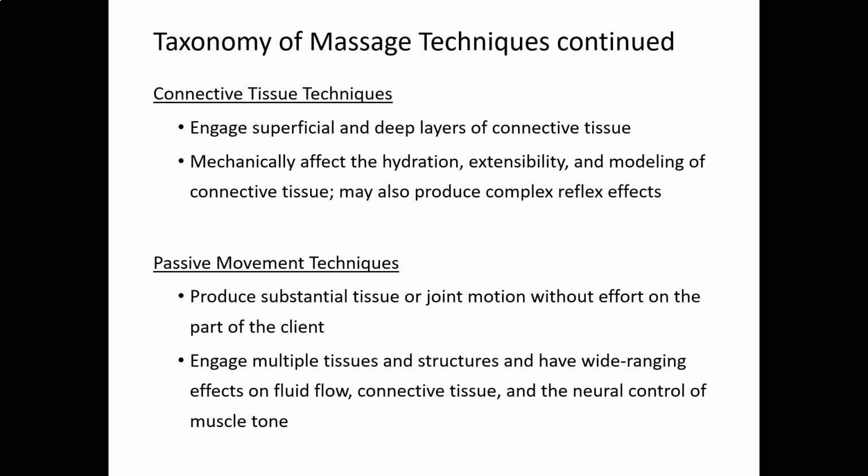And then we have passive movement techniques. These produce substantial tissue or joint motion without effort on the part of the client. So this is what we talked about with range of motion. This is the therapist doing the movements. It engages multiple tissues and structures and has wide-ranging effects on fluid flow, connective tissue, and the neural control of muscle tone. So think about your client on the table. You're working with them, and you're doing all the movements of the limb. They're not doing anything, and you're possibly trying to increase range of motion. We know that the movement of limbs promotes lymph flow, and so on and so forth.